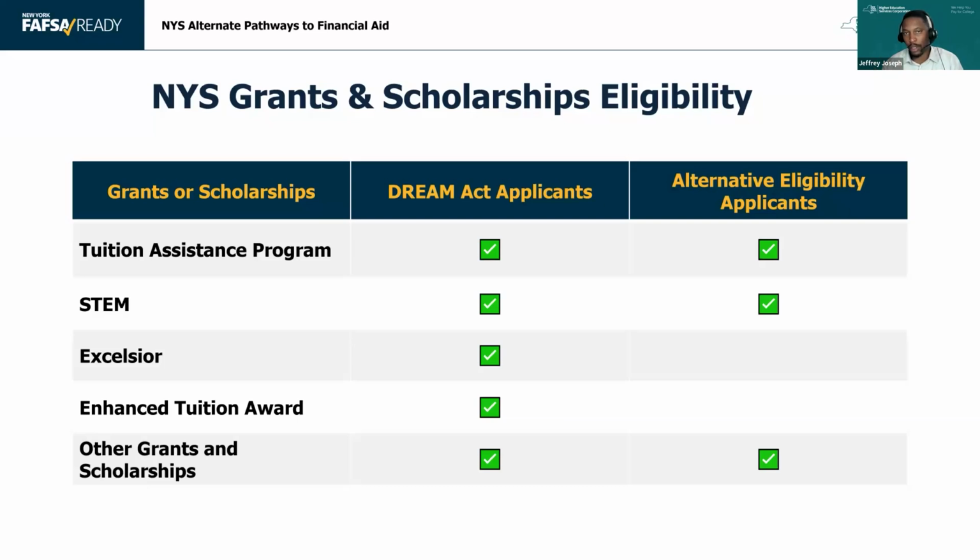Alternate eligibility applicants are FAFSA eligible. They are U.S. citizens or eligible non-citizens. They're choosing this pathway because of privacy concerns for their parent or spouse who is not a U.S. citizen or permanent resident. So these students are FAFSA eligible, and they're electing to not fill out the FAFSA because of those privacy concerns. The way the legislation is written, if you're eligible for FAFSA, you must apply for FAFSA and TAP to receive Excelsior or an Enhanced Tuition Award. So that is why these students will not be eligible for Excelsior.